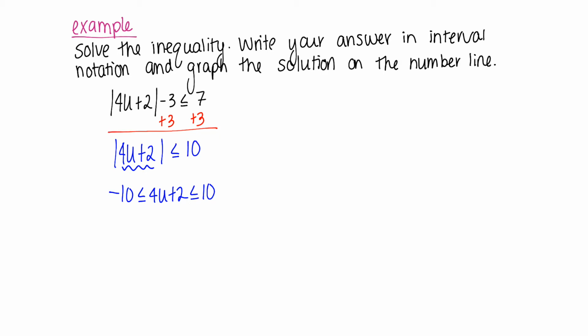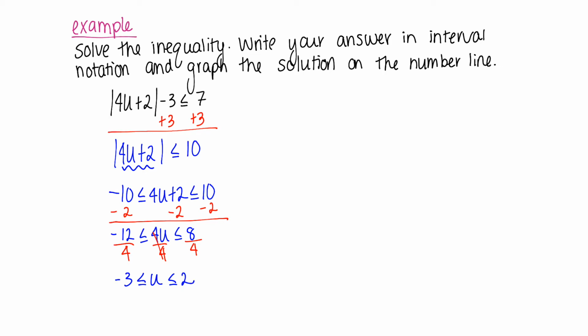In order to get u by itself, this is a compound inequality, we have to treat it like we have 3 sides of an equation almost. So anything we do to one part, we do to all 3 parts. To get u by itself, I want to subtract 2 from all sides. Here we have negative 12 less than or equal to 4u less than or equal to 8. To get the u by itself, I need to divide by 4. So I will do that to all 3 pieces. I have negative 3 is less than or equal to u less than or equal to 2.